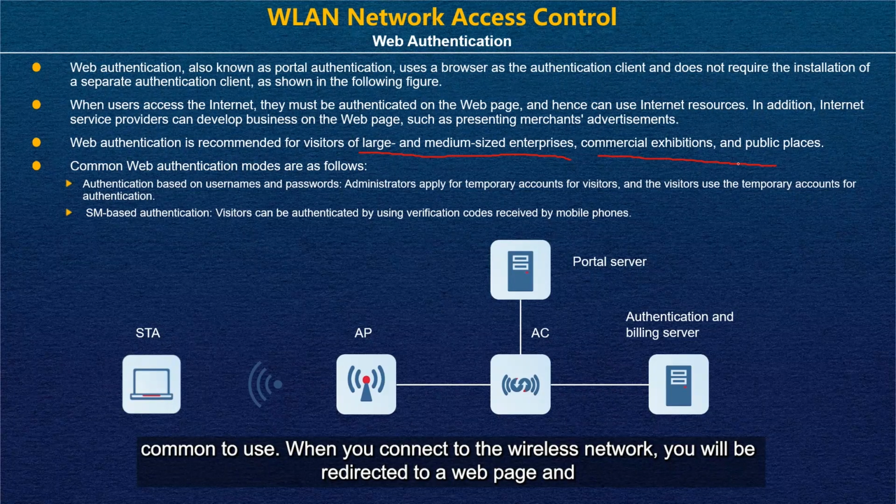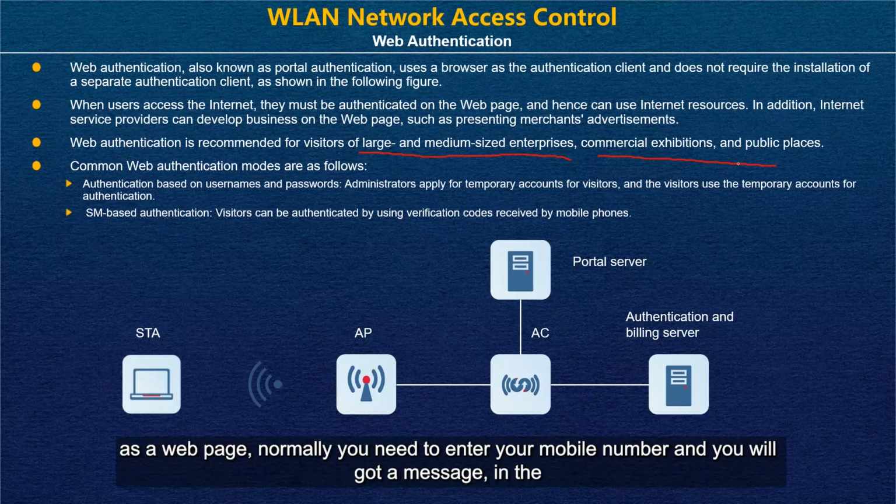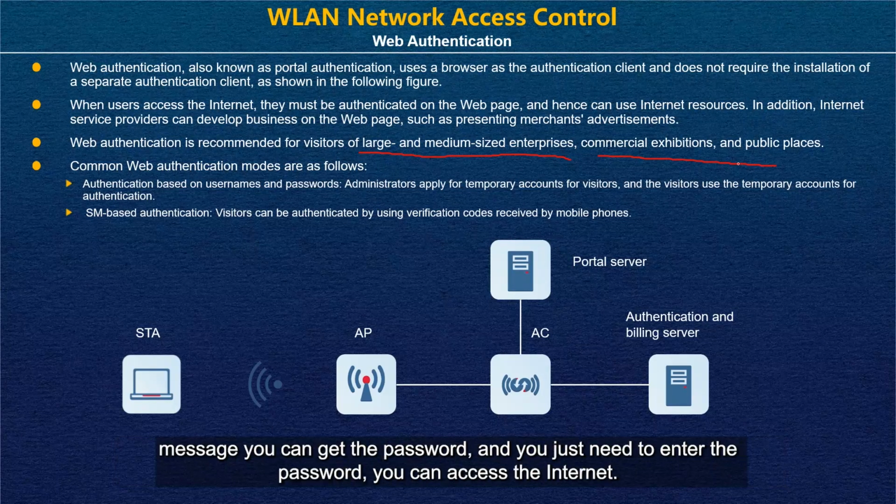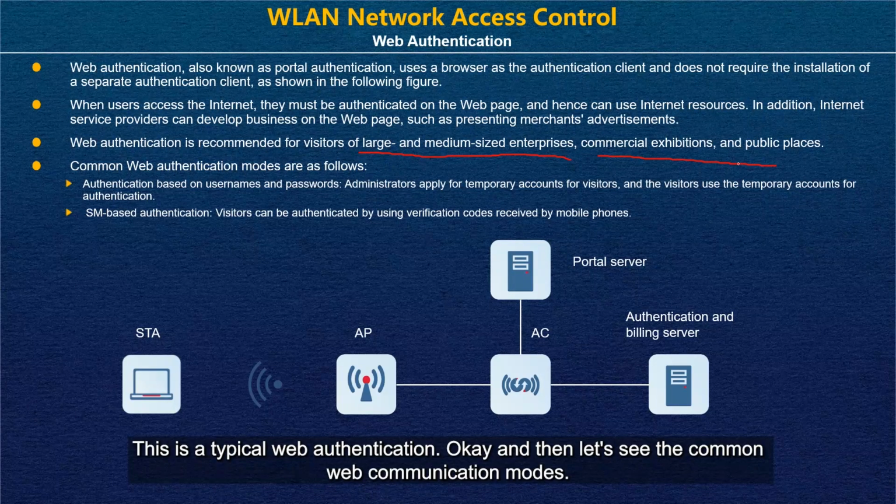When you connect to the wireless network, you will be redirected to a web page. And at the web page, normally you need to enter your mobile number and you will get a message. In the message, you can get the password and just need to enter the password, and you can access the internet. This is a typical web authentication.